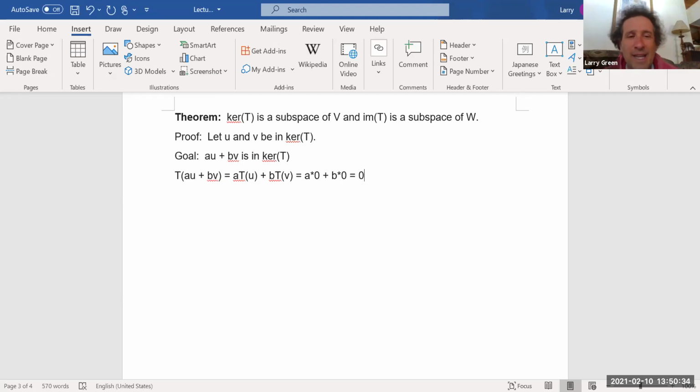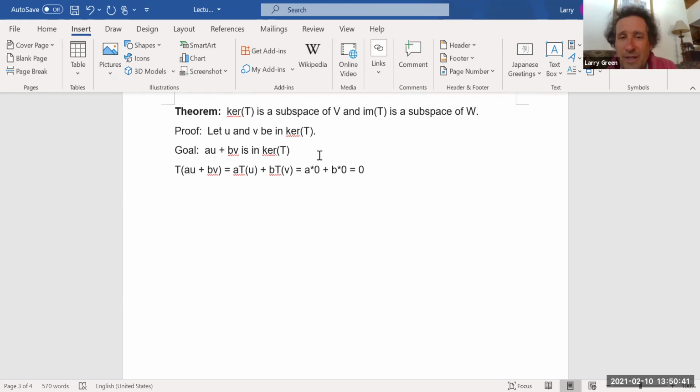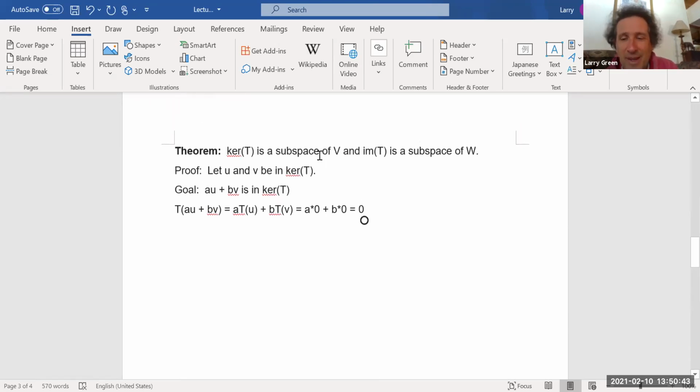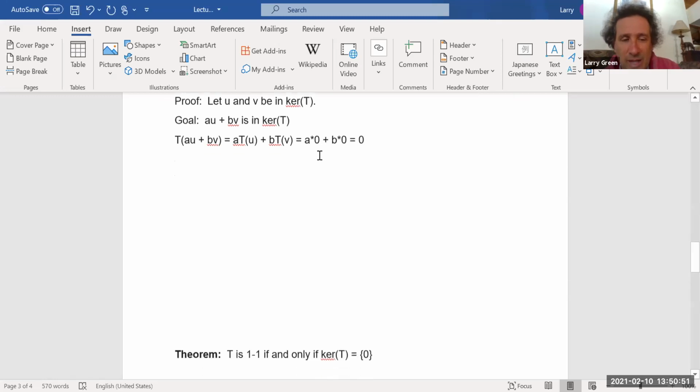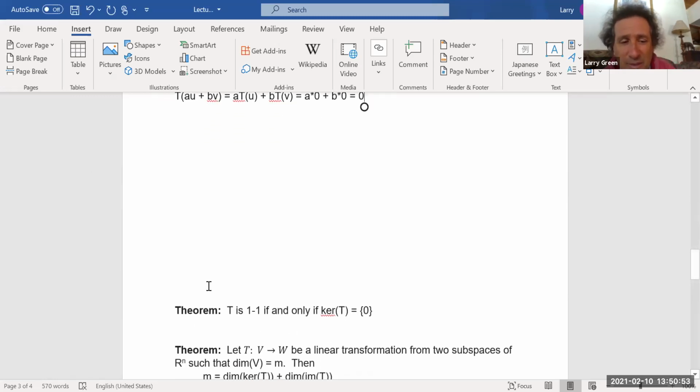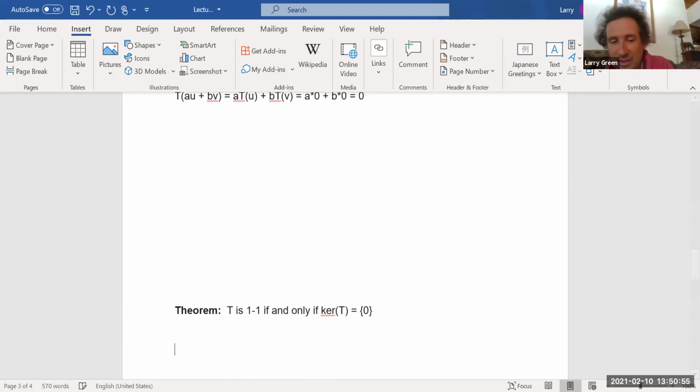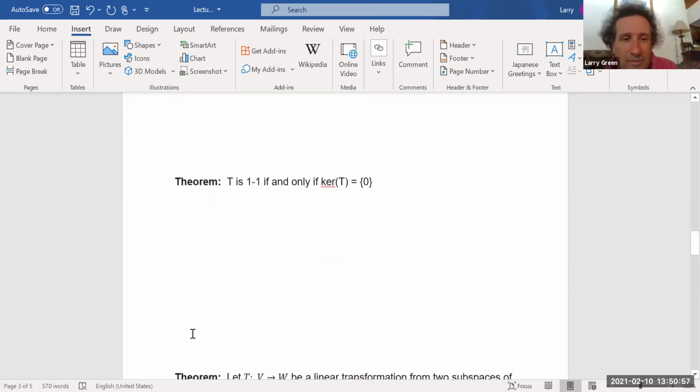I think I'm going to let you do the second one. The second one's similar. I don't want to waste your time too much unless you really need me to show you for the image. But it's basically the same idea. So that's the theorem, and it's an important theorem. It means that the kernel and image are actually subspaces. So a lot of times you're interested in what other subspaces there are once you have a subspace and a linear transformation, and now we know.